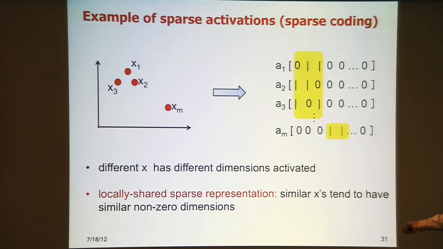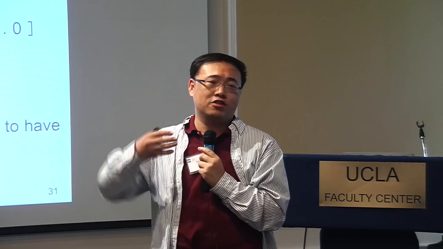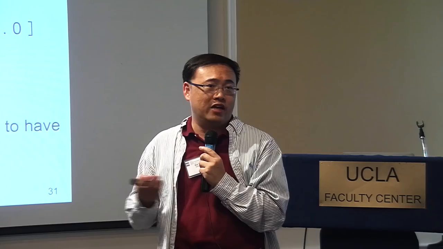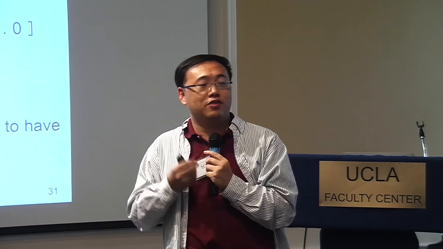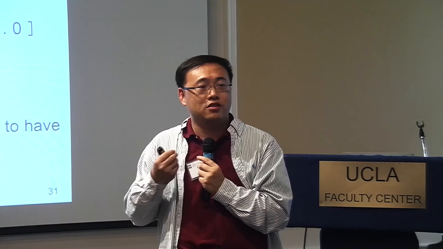So this somehow draws connections to the kernel trick. The kernel trick means if you map the data into some magic, very high dimensional space, then originally non-linearly separable patterns become linearly separable. So in this sense, because of the sparsity, sparse coding is kind of encouraging the separation of the patterns. This is just some intuition about sparse coding.